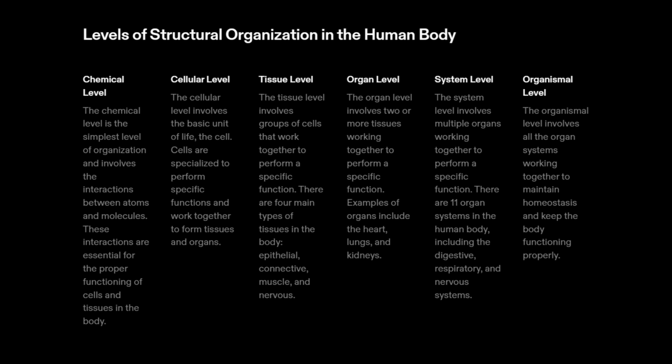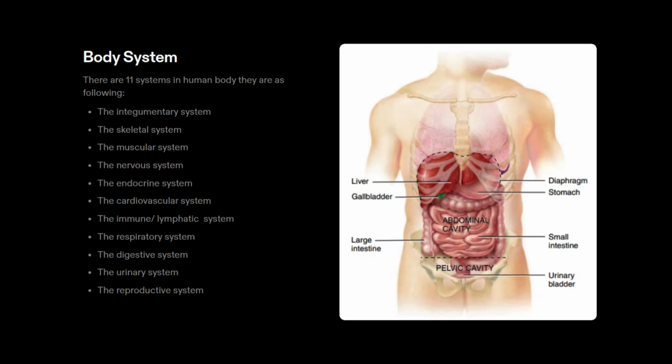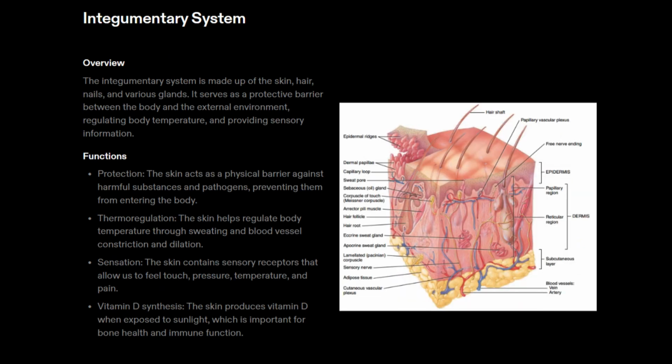System level. The system level involves multiple organs working together to perform a specific function. There are 11 organ systems in the human body, including the digestive, respiratory, and nervous systems. Organismal level. The organismal level involves all the organ systems working together to maintain homeostasis and keep the body functioning properly. Body system. There are 11 systems in human body. They are as following.